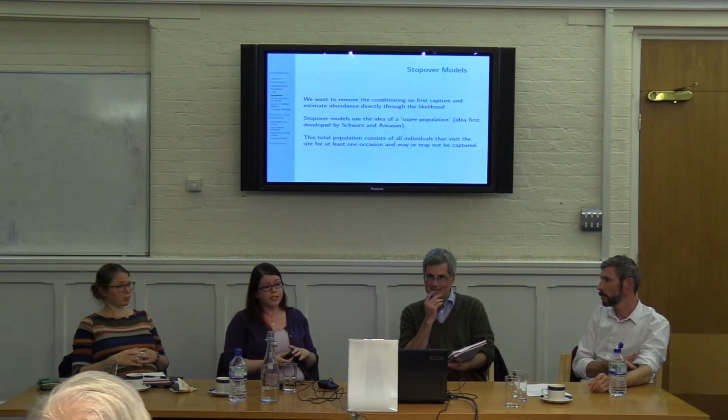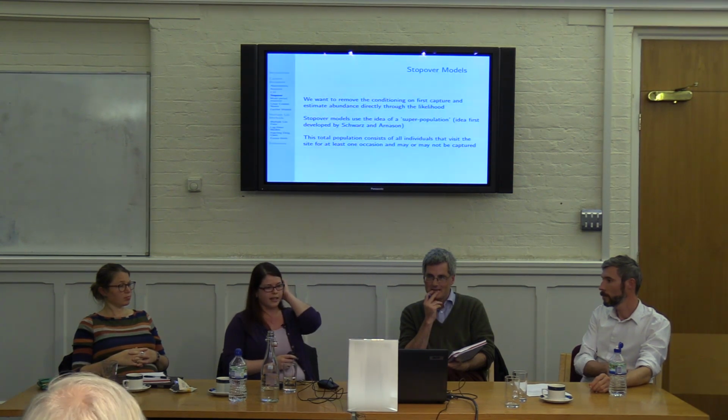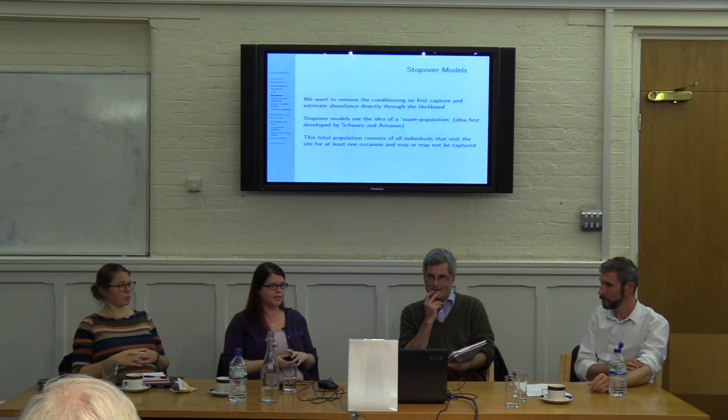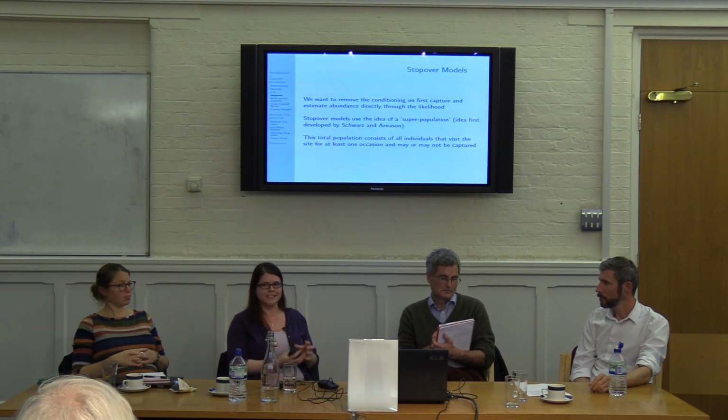So we want to remove that conditioning on the first capture and estimate abundance directly through the likelihood. So this was first developed by Schwarz and Arnason. So they brought in the idea of a superpopulation, and then the stopover models continued on with those ideas. So the superpopulation actually means something in Bayesian statistics. So I've moved away from using that terminology and instead just call it the total population.